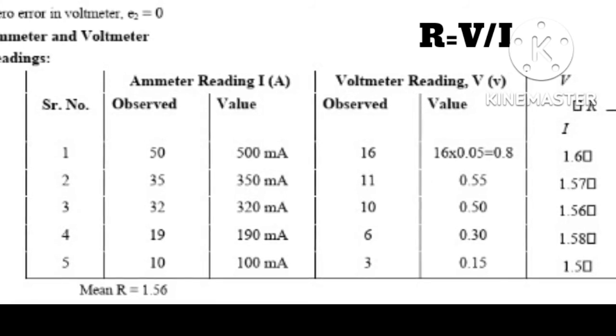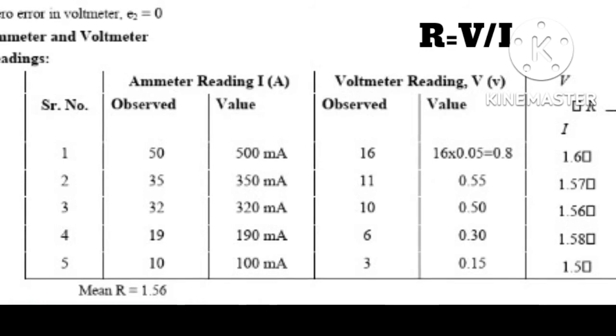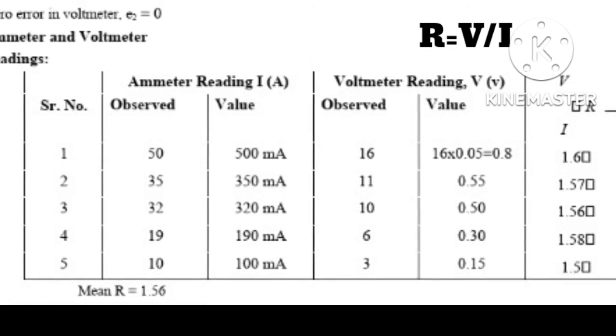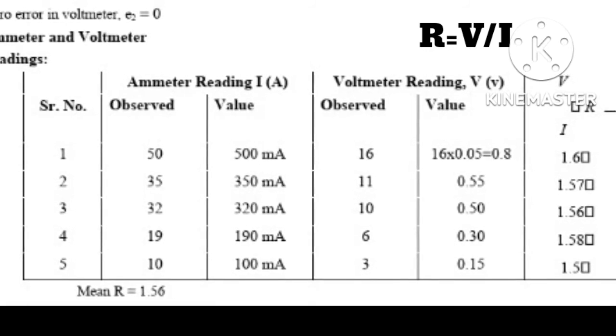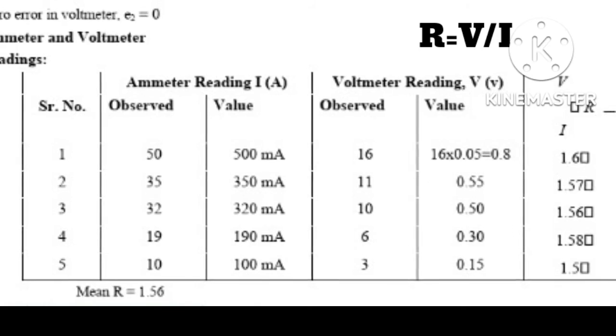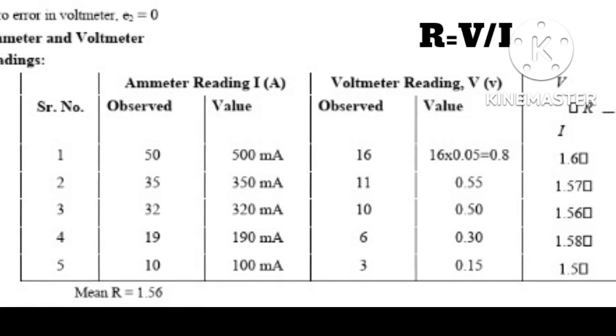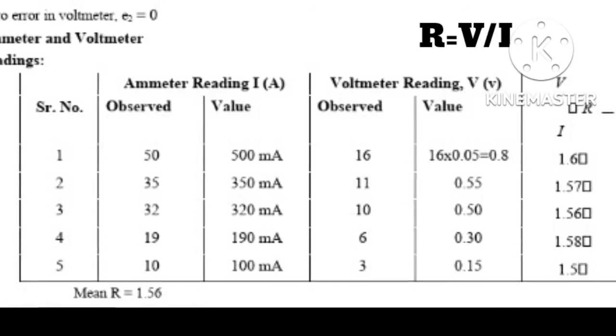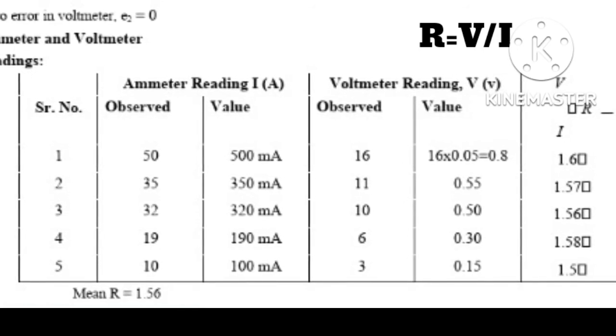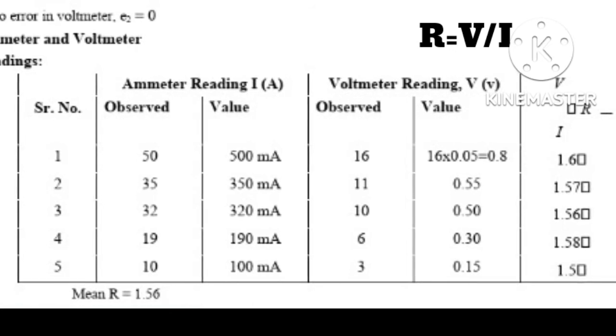Whenever we are taking the ammeter reading, suppose we are getting 50th division in our ammeter, then that is not the value, that is the observed reading only. So to get the actual value, we have to multiply that 50 with least count. That is 50 into 10 milliamperes. That will be 500 milliampere. That is the ammeter reading.